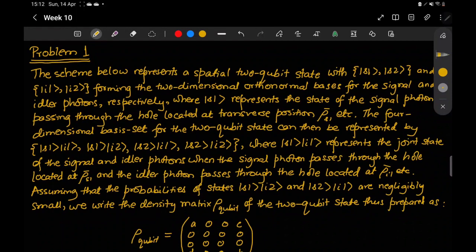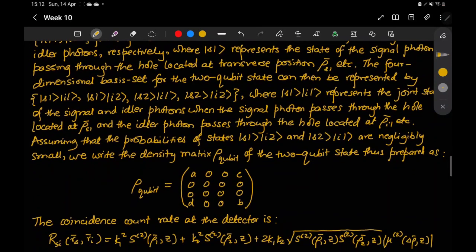So S1 represents the state of the signal photon passing through the hole located at transverse position rho S1, etc. The four-dimensional basis set for the 2-qubit state can then be represented by S1I1, S1I2, S2I1 and S2I2, where S1I1 represents the joint state of the signal and idler photons when the signal photon passes through the hole located at rho S1 and the idler photon passes through the hole located at rho I1, etc.